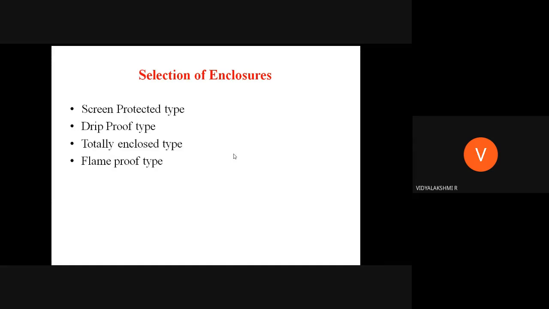And the last one is the flame proof type. Flame proof type can be used for the explosive atmosphere. It must have a special type of strong cover, because it has to withstand any explosion of gas inside the motor without transmitting the flame outside the motor. That's why it can be used for the explosive atmosphere. Mostly the flame proof type of motor is used for coal mines. So this is the selection of enclosure.